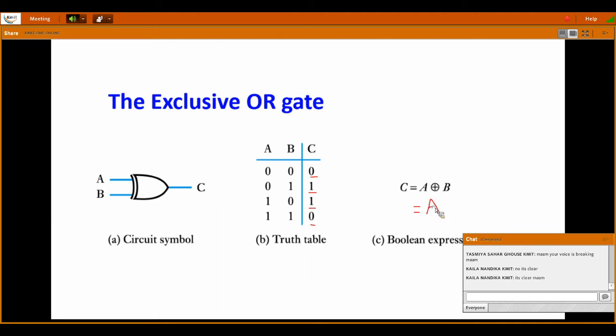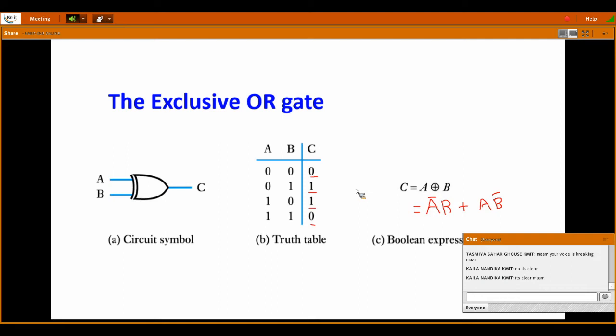Okay, so I'll show it in the table also. A bar B plus A B bar. If you simplify that, A plus B, you will get this expression. I'll show the simplification process also in the later slides. So the expansion of the A XOR B expression can also be written as A bar B plus A B bar. If you simplify this, you will get the same truth table.